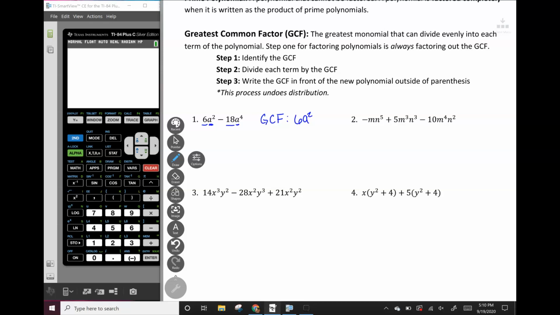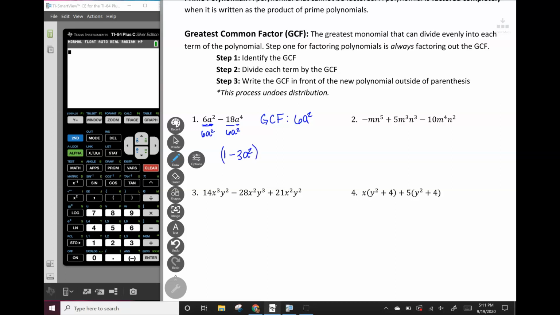Step 2, divide each term by the GCF. So divide by 6a squared. And then it says, write the GCF in front of the new polynomial. Okay, so after I've divided this, 6a squared divided by 6a squared is 1. Minus 18a to the 4 divided by this. Use your properties of exponents. 4 minus 2 is 2. So that's negative 3a squared.